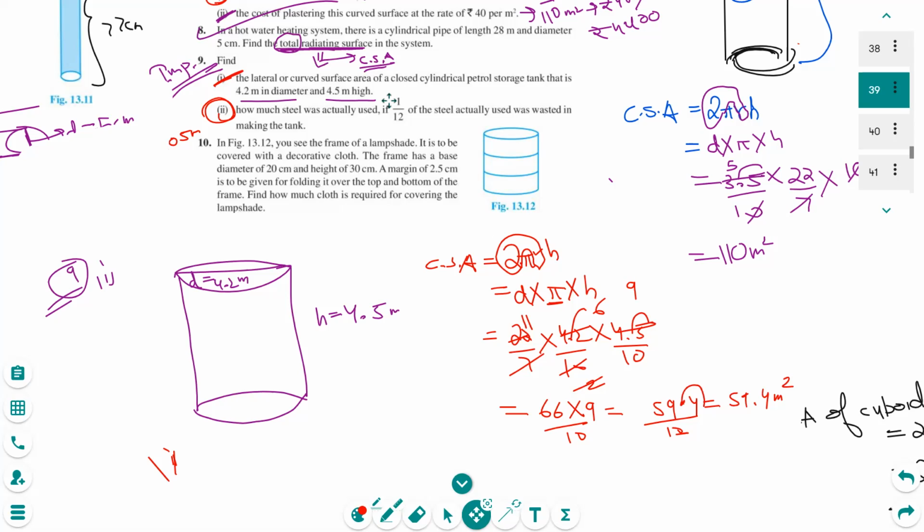So what is happening right now? If I have to say it in mathematical terms, I took X meter square of steel and I wasted X/12 of it, and the area that is actually used is used in making the total surface area of the cylinder. How many of you got this?